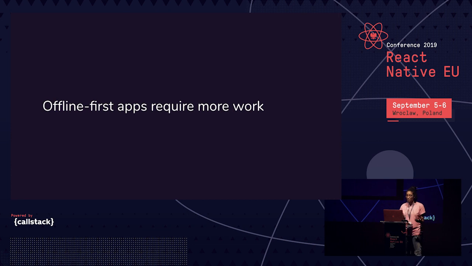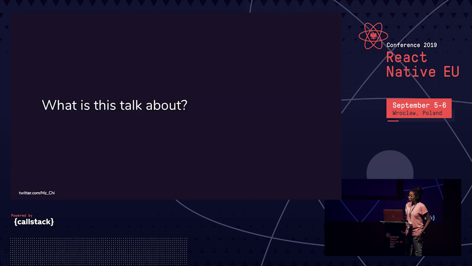And it's much easier to build an app with the assumption that the device is always connected to the internet, right? And offline-first apps require going beyond the app just working. So it's very easy to overlook. So with this talk, I'm going to be talking about my learnings on converting my online-only apps to offline-first apps.